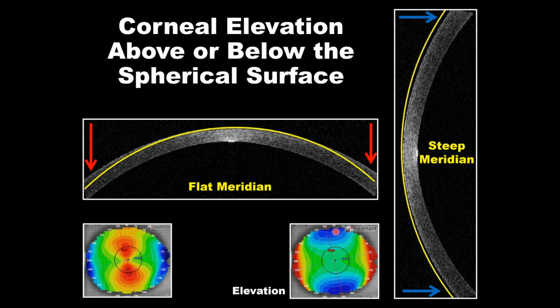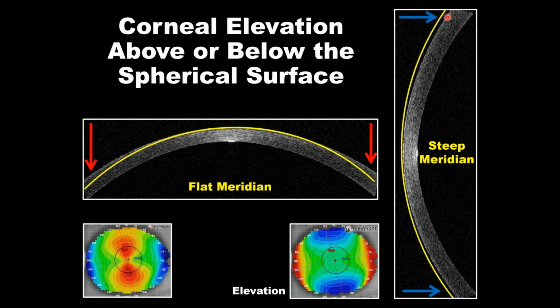So switching over to this blue, why do we see the blue at 12 and 6 o'clock? That's, of course, because the tissue is behind the best fit sphere, or what we might describe as below the best fit sphere. So that's where you're going to have pooling.